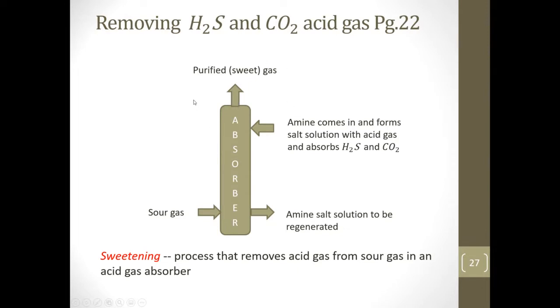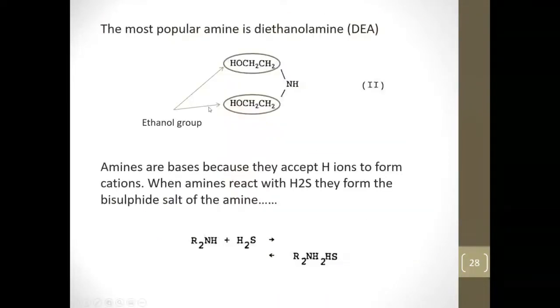So the most common method to do that is using DEA, again, diethylamine. And we use them because the amines are bases and they accept hydrogen ions, the hydrogen ions that are attached to H2S, to form cations. When they react with H2S, they form what is called a bisulfide salt of the amine, which is, here's theoretical chemistry for you about what's going on here.